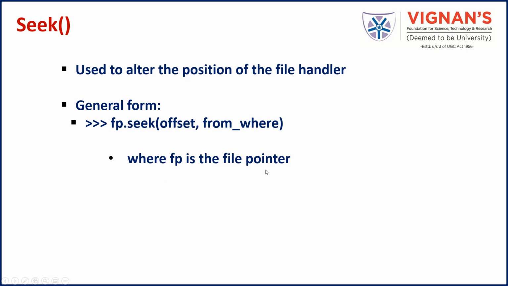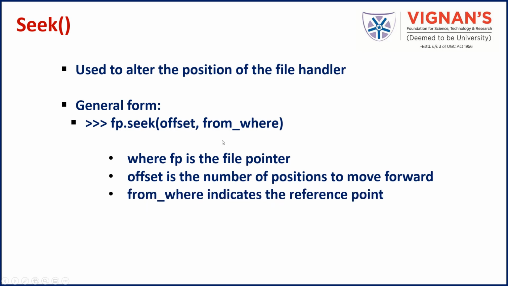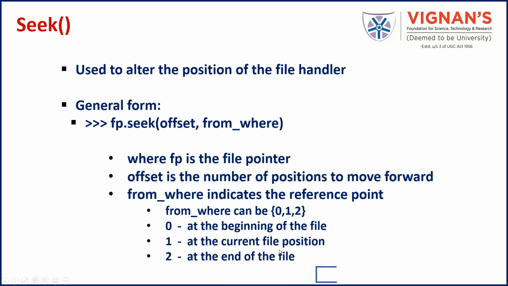So here FP refers to the file pointer. So offset is the number of positions to be moved forward, and the from where argument indicates the reference point, and this from where argument can take either 0 or 1 or 2. So when it is set to 0, that indicates that you are referring to the beginning of the file. And when the value is set to 1, your reference point would be the current file position. And in the case when the from where is assigned a value of 2, then it indicates the end of the file is the reference point. So that is from which reference point you would like to move forward and how many bytes you are indicating with the offset.